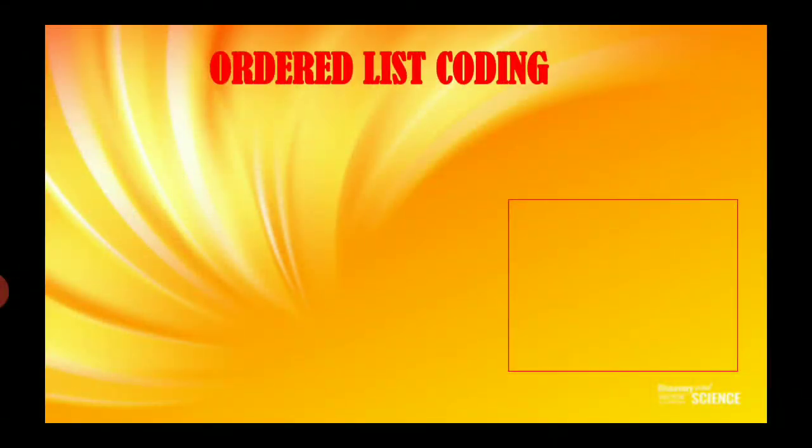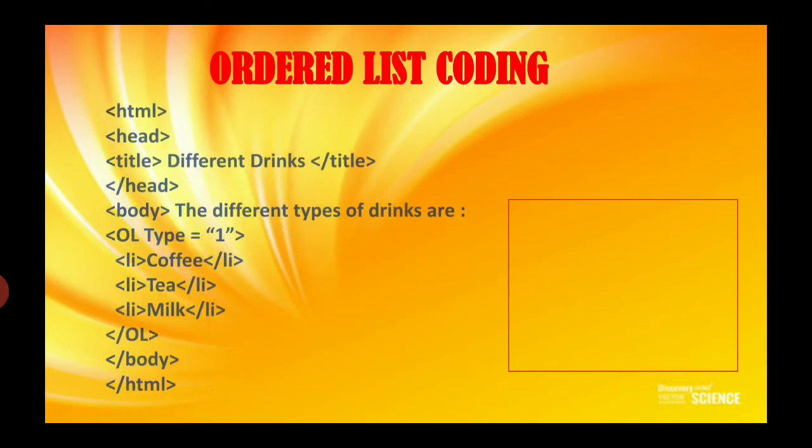So, ordered list coding. Now see, follow the structure. Ordered list, I've already told you, if you want numbers or alphabets, then you have to use ordered list. Now you see the same coding that I had written in the unordered list, I have now changed to an ordered list. The title is different drinks, and in the body, the different types of drinks are listed.